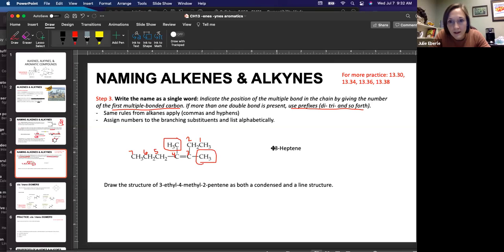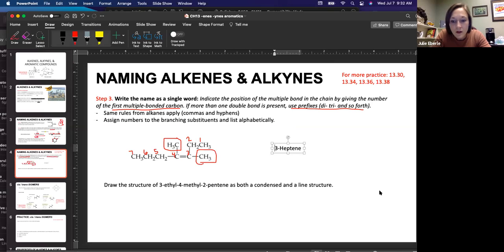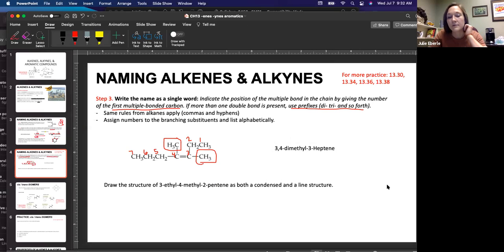So the way we're going to write this is we'll say 3,4-dimethyl 3-heptene. Okay, 3,4-dimethyl, because we have two methyl groups, 3-heptene. Okay, questions on what we just did?